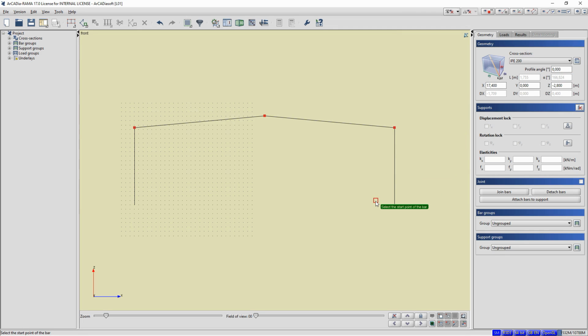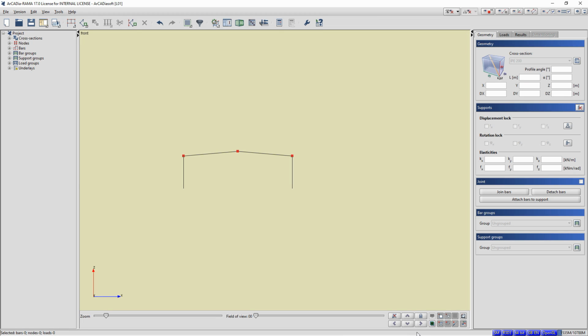We lock the bar drawing again by clicking the right mouse button. The mouse cursor should be below the bar start point at the time of locking. Enter values in the fields L equals 12, alpha equals 5, and press the Enter key.